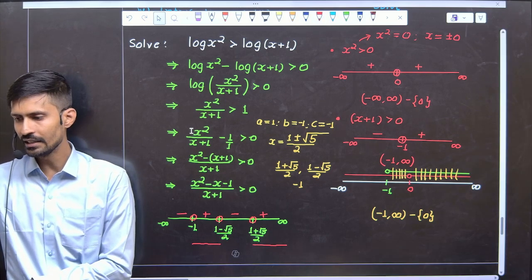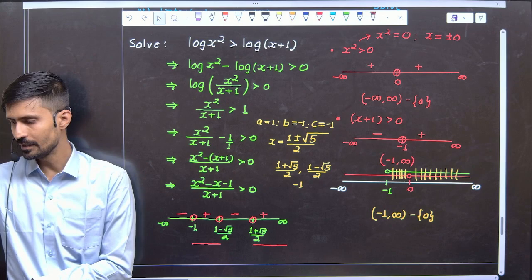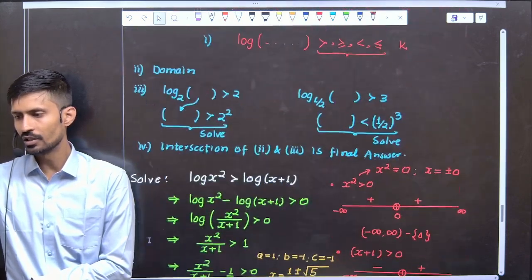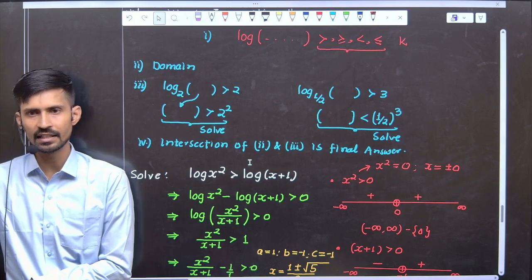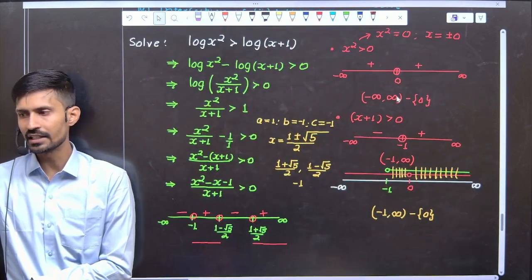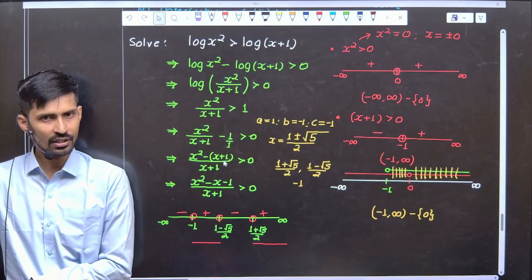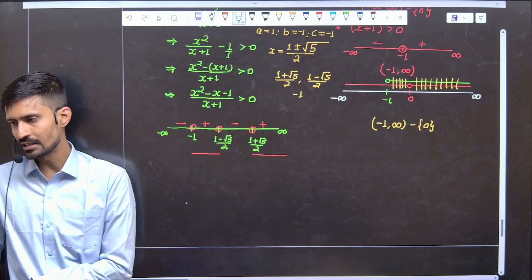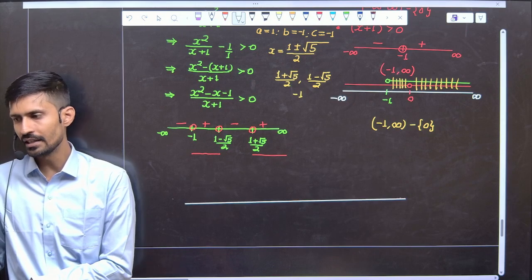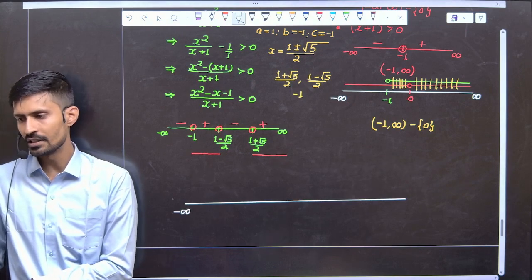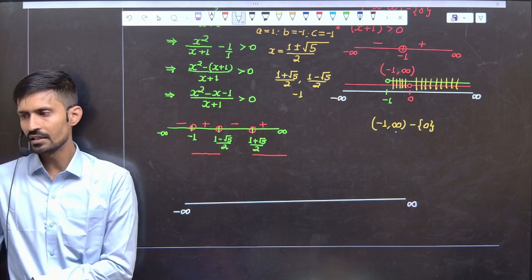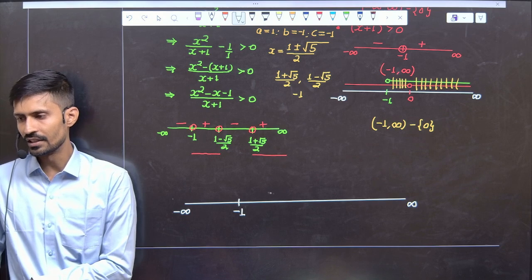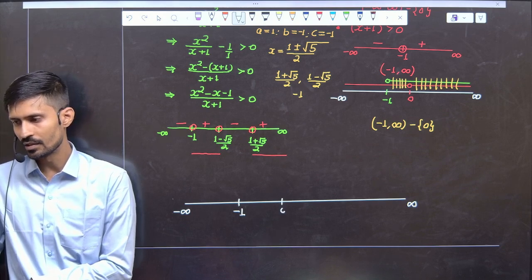Now finally, fourth step. What is the fourth step? Intersection of first and second. So this red part was our second solution. This green part is our third solution. I am going to take intersection of both. For intersection, I will draw a big number line. Minus infinity, plus infinity. This I will write, minus 1 to infinity except 0.